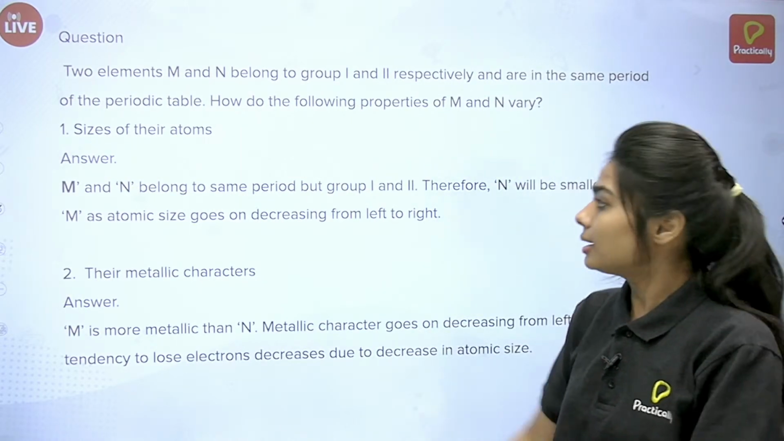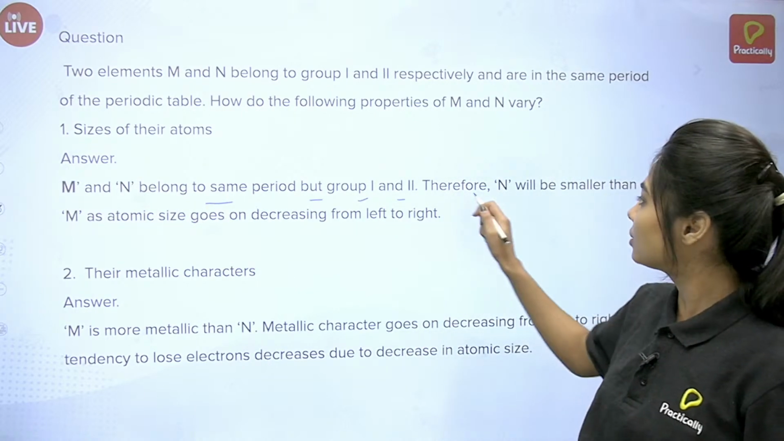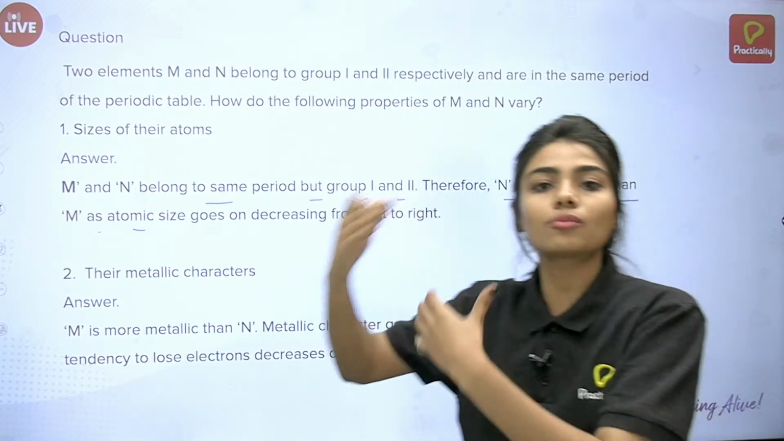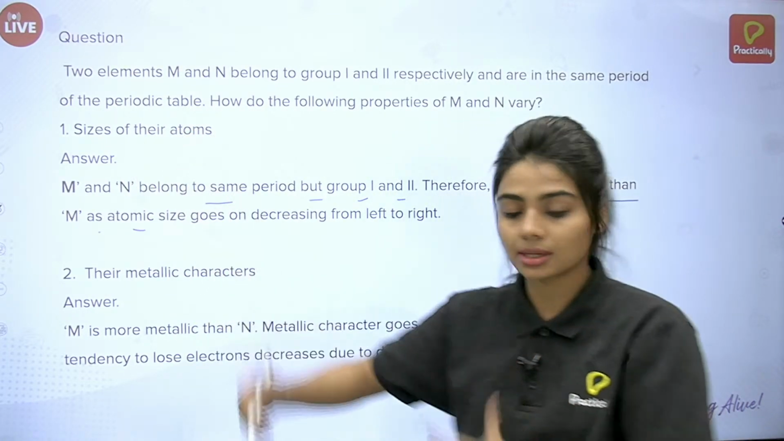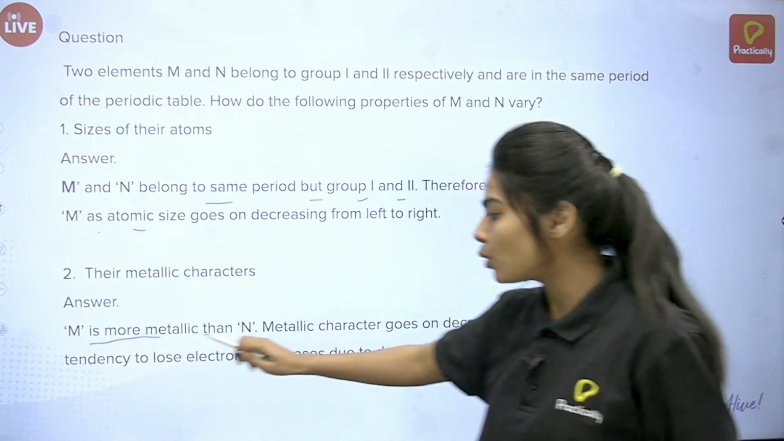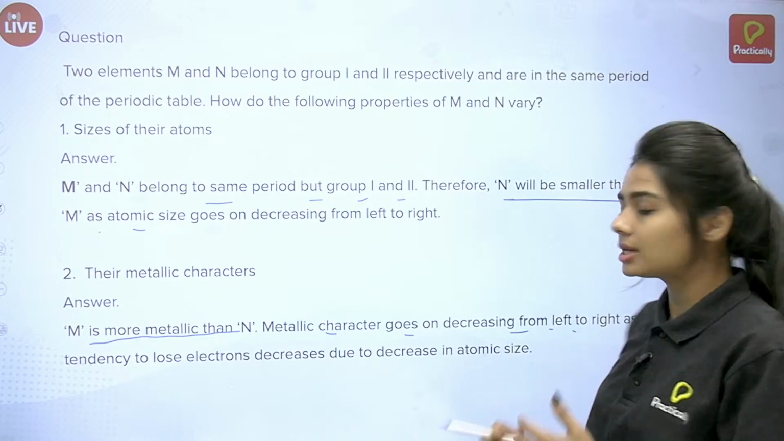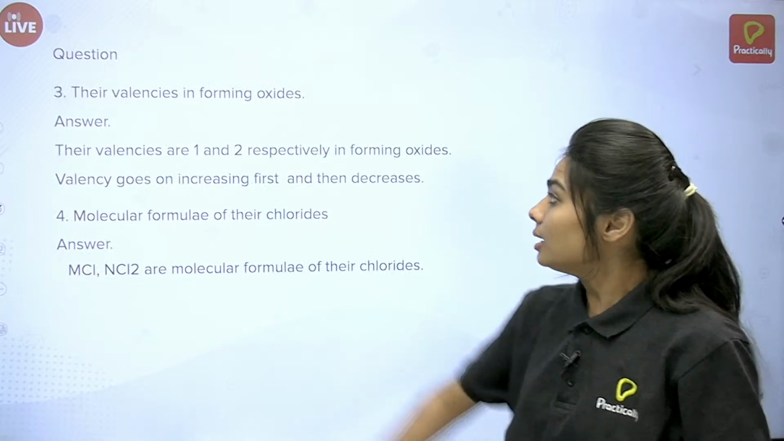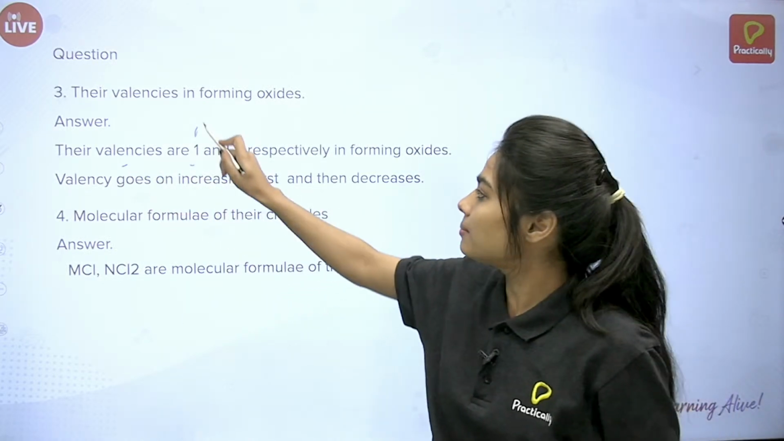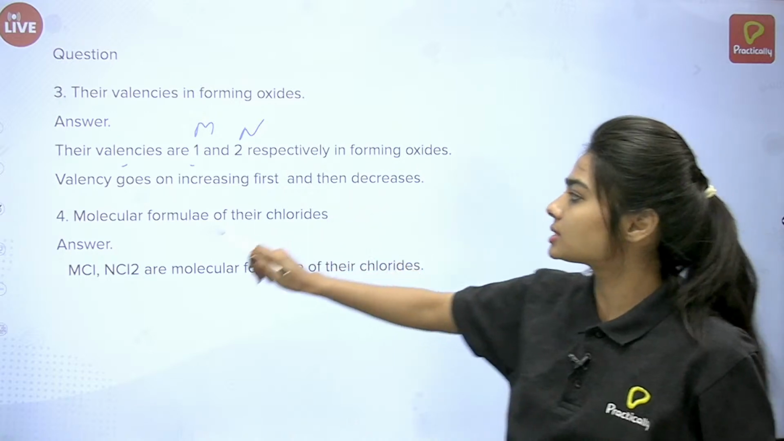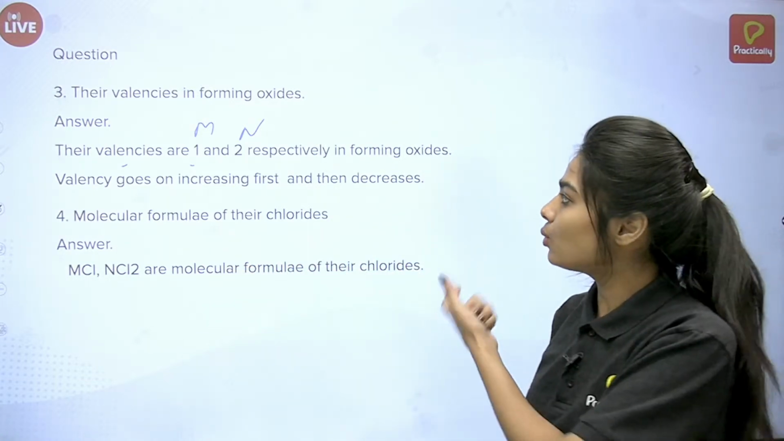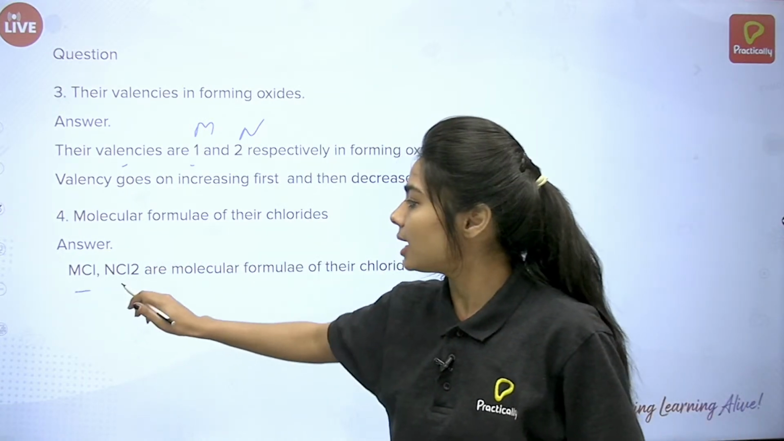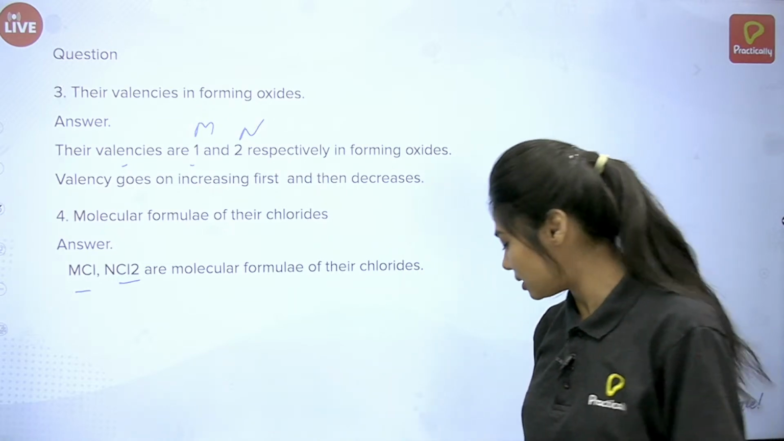So you can see that M and N belong to the same period but different groups. So N will be smaller than M, as atomic size goes on decreasing from left to right whenever we are moving across a period. Next, their metallic character: M is more metallic than N. Metallic character goes on decreasing from left to right and non-metallic character increases. Their valency will be 1 and 2 and oxide will be, I have told you, M2O and NO. Now next thing is molecular formula of their chloride, MCl and NCl2. I hope it is understandable.